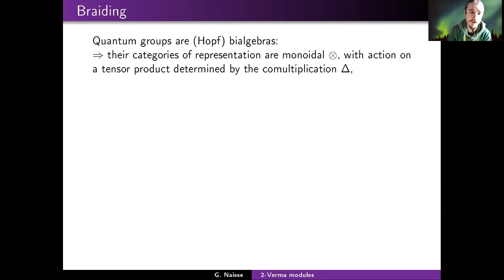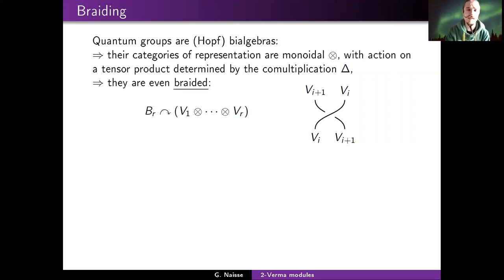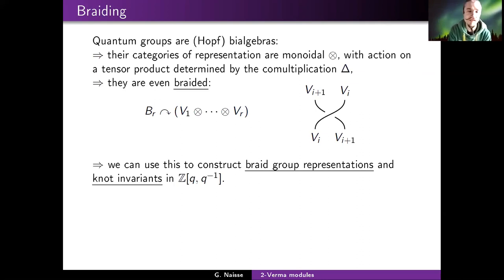Now, the interesting thing is that because you have this structure of a bi-algebra, you can equip their category of representations with a tensor product so that you get a monoidal category. And the way you do it is simply by using the co-multiplication. I will come back to this later in the second part. And even more than simply being monoidal, these categories are actually braided. And basically this means you have a braid group action on the category somehow. And so this means that we can use representation theory of quantum groups to construct braid group representations.